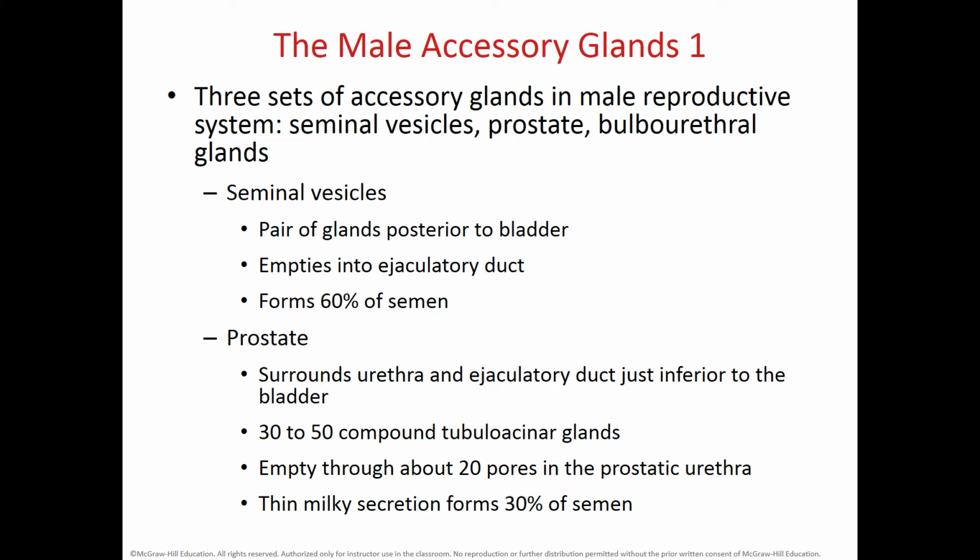So the seminal vesicles are very active and they form 60% of the semen, while the prostate gland also secretes an alkaline fluid that is rich in bicarbonate, and they also produce some substances to nourish the sperm cells, but they are less active and they form 30% of the semen. And the fluid of the prostate gland is kind of thin and milky. And again, prostate gland surrounds the urethra, the prostatic urethra, while the seminal vesicles don't surround the urethra. They are located posterior to the urinary bladder.